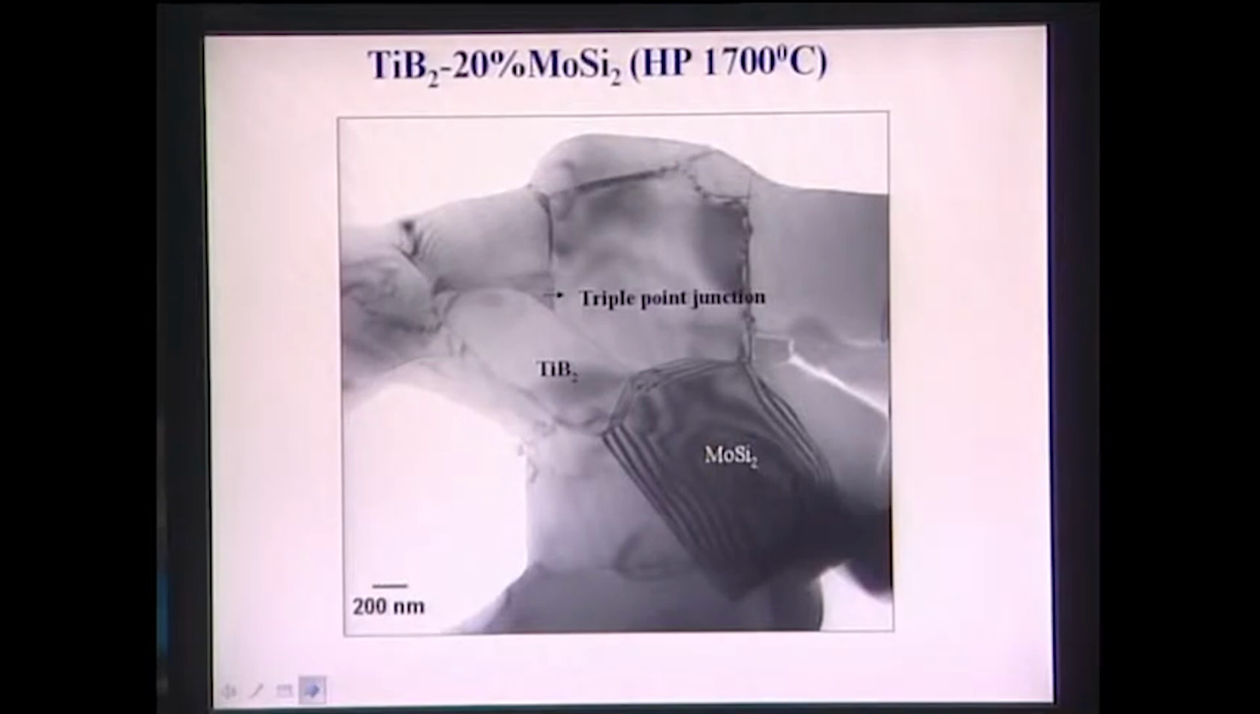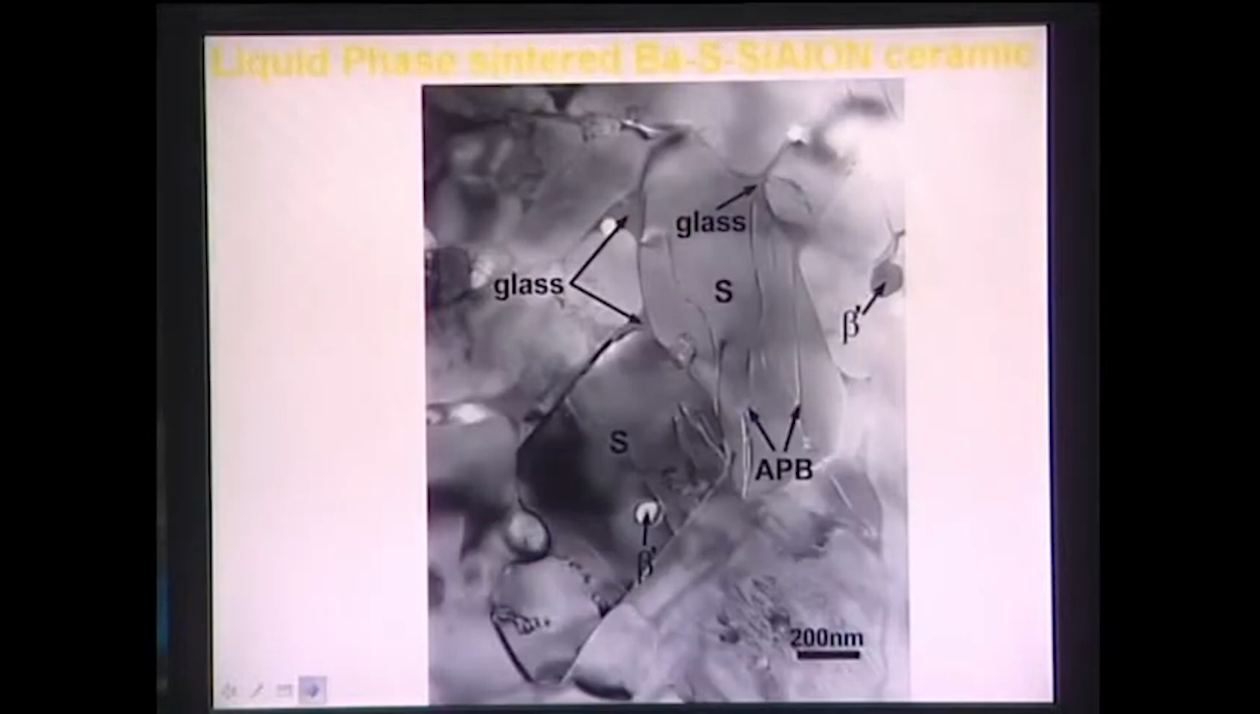Now what you see here is the liquid phase which is formed in the TiB2 and molybdenite. So this is the triple pocket where the liquid phase forms, and this liquid phase has completely different composition compared to these two TiB2 and molybdenite phases. Another example of the liquid phase is in silicon nitride or other ceramic materials, where you can see this liquid phase has formed at the triple pocket, that is the glass phase.